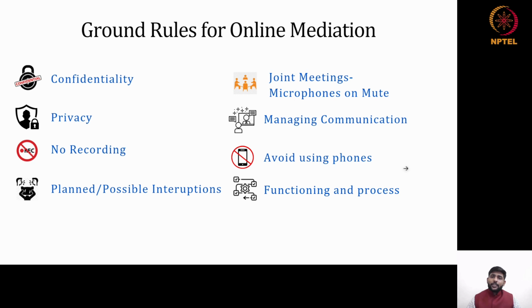In the case of online mediation, the software that we develop should be built in such a way that the parties cannot screen record it. There are certain challenges, like a party can use a different camera and record the session, but it's a challenge in an online mediation.